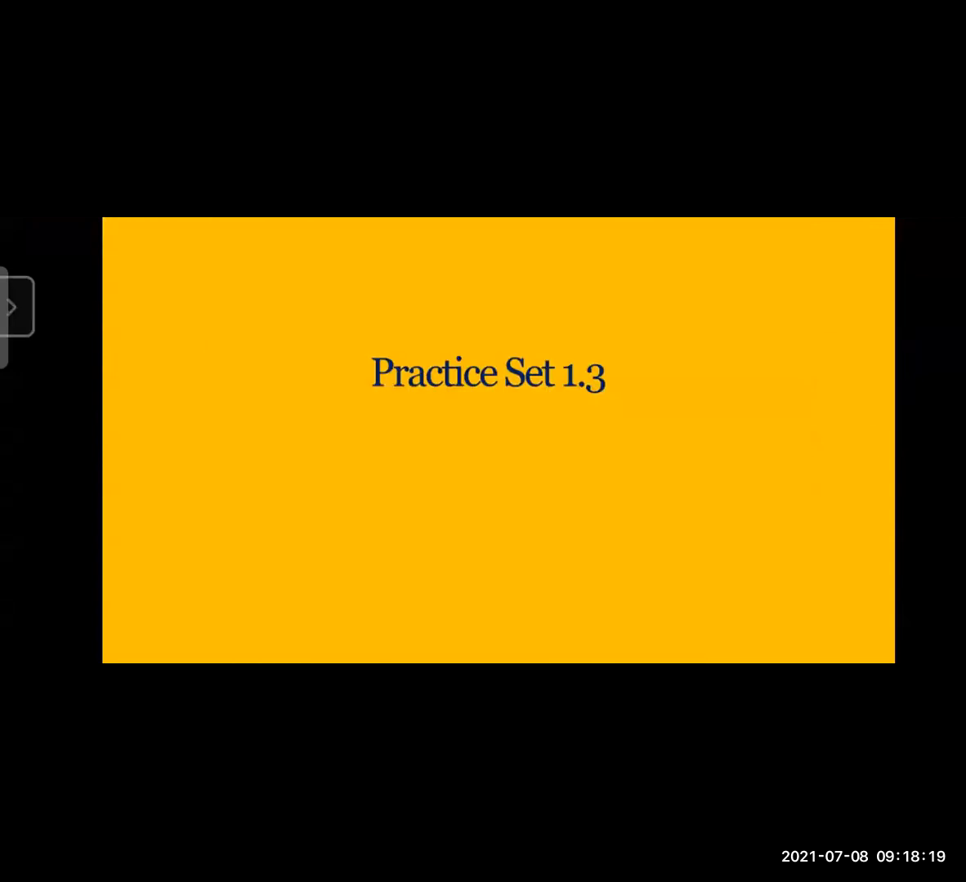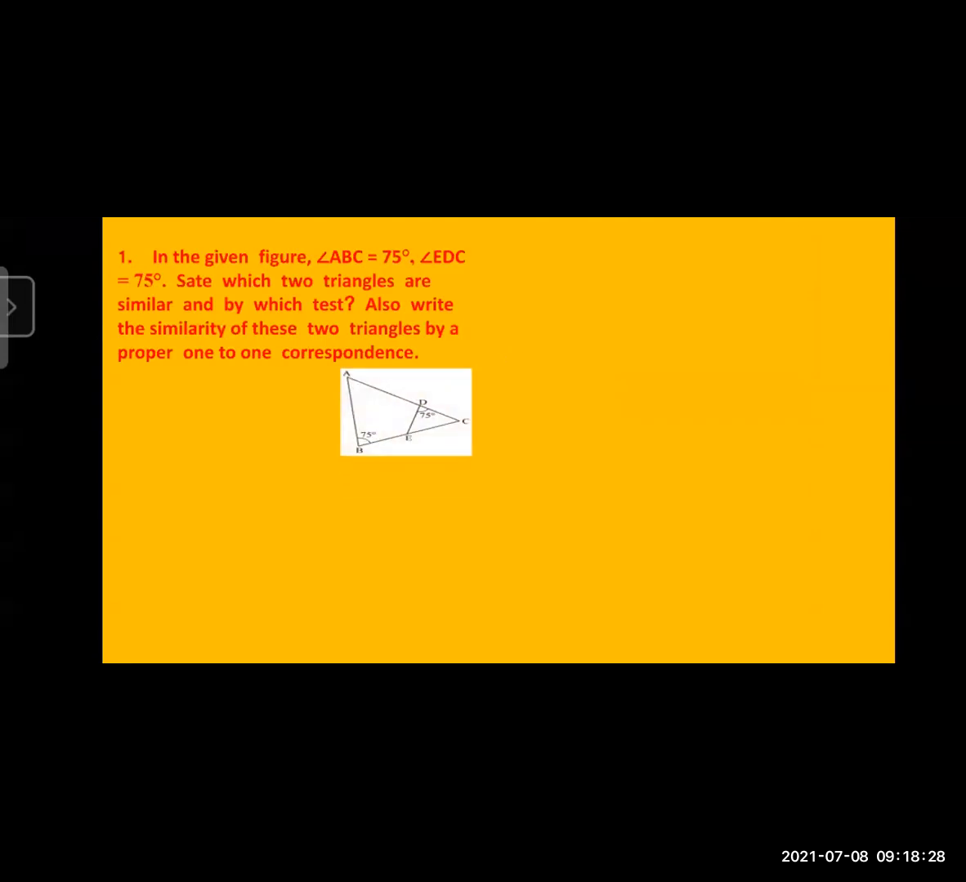Now here we discuss practice set 1.3 from your textbook. So very simple exercise. Now first question. In the given figure, angle ABC is equal to 75 degrees, EDC is equal to 75 degrees. State which two triangles are similar and by which test. Also write the similarity of these two triangles by proper one-to-one correspondence. So see here, the word is one-to-one corresponding, means हमें एक से एक कौन से sides corresponding में हैं, कौन से angles corresponding में show करना.